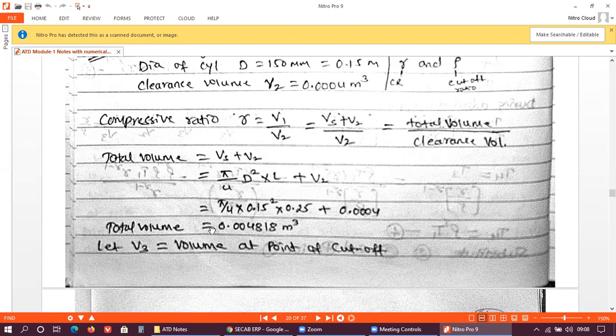Okay, so if you calculate this Vs plus V2, you will get 0.004818 cubic meter. So this will become the total volume, that is nothing but V1. Okay, so we also need to calculate this V3, right? V3 is the volume at the point of cutoff. This is also required because we need to calculate this rho, so for that we need this value of V3.